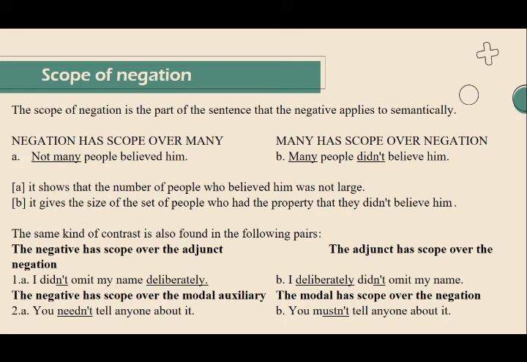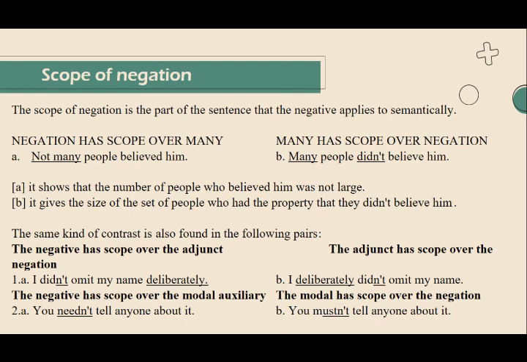In example B, many people didn't believe him. However, the negation doesn't apply to many. But many has scope over the negation, since it gives the size of the set of people who had the property that they didn't believe him. The same kind of contrast is also found in the following pairs.